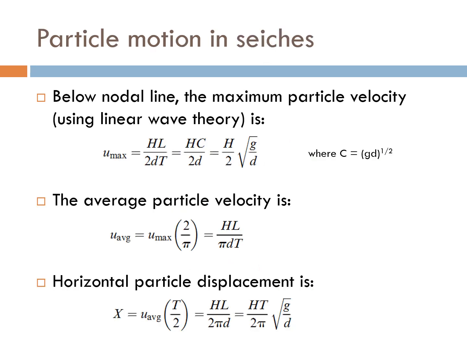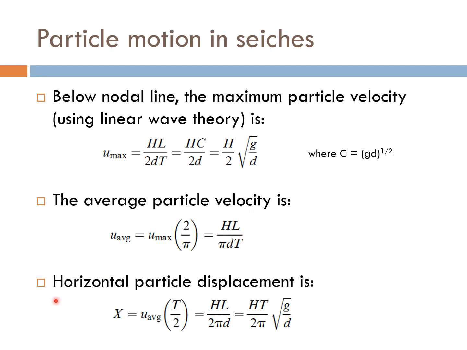Using the small amplitude wave theory, we are able to derive the equation for the particle motion. Here, below the nodal point, the maximum particle velocity can be given by this expression, or it can also be modified in terms of other variables. The average particle velocity is given by the maximum particle velocity times 2 over pi, or basically this expression as derived from here.